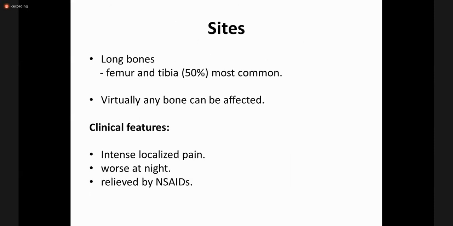The most prominent site of involvement for this tumor is the long bones, especially femur and tibia in 50% of the cases, and other than that, it can affect any bone of the body. The most striking clinical feature for this tumor is the pain, which is worse at night, and it is relieved by non-steroidal anti-inflammatory drugs, which is the classic presentation or classic sign for this tumor. So, juxta-articular tumors with arthritis or joint dysfunction.